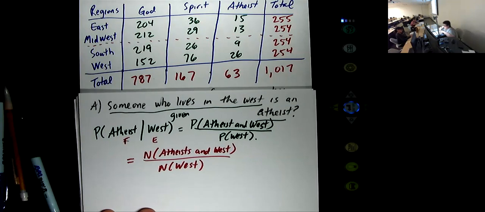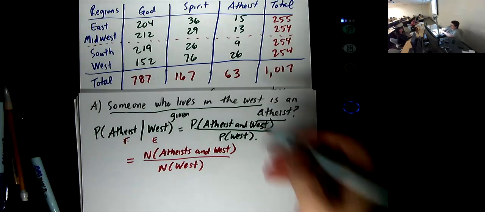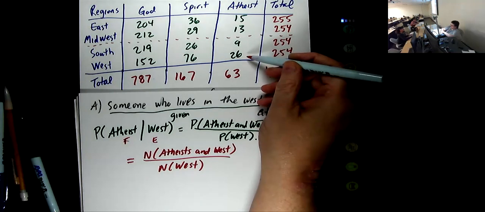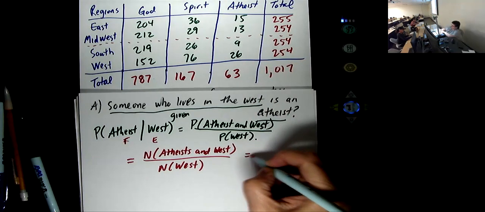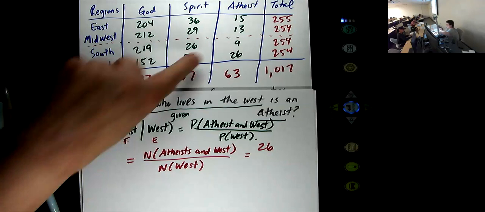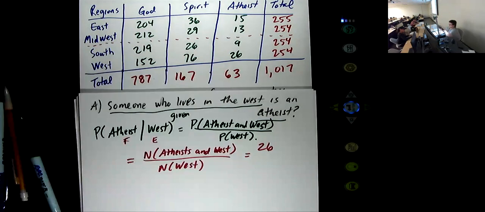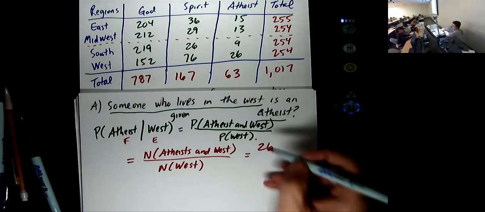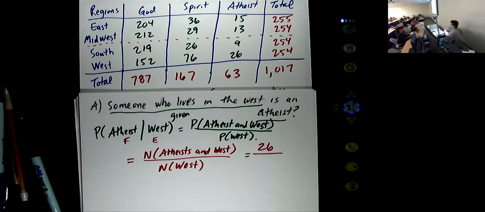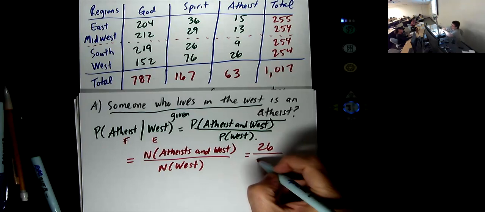How many people from this table are atheists that live in the West? 26. Not Midwest, just West. 26 people live in the West that are atheists. It's this row right here. How many people live in the West? 254.